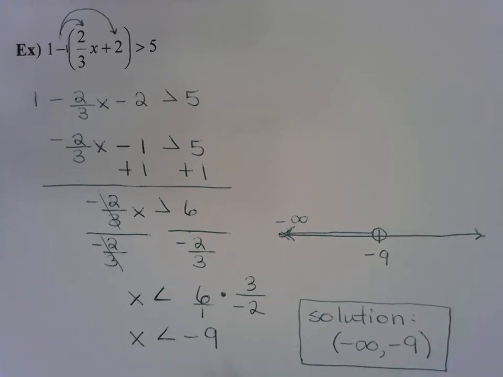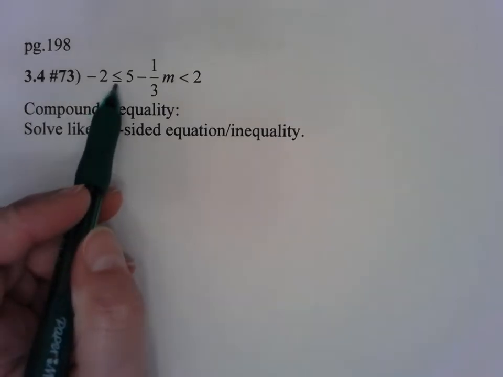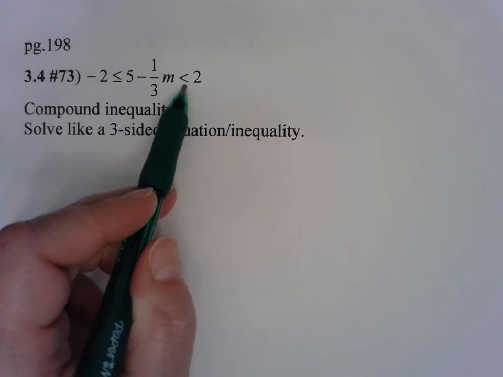All right, so that's the basic idea. I think I have one or two more for us to try. Okay, so this is a compound inequality or a double inequality because we have two inequality symbols. And you have two options to solve this. I like to solve it like a three-sided equation. So I do everything to all three sides. And that's easier for me. Okay, so I'm going to work it out that way.